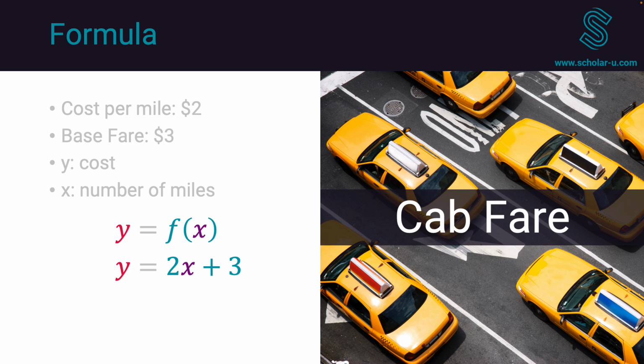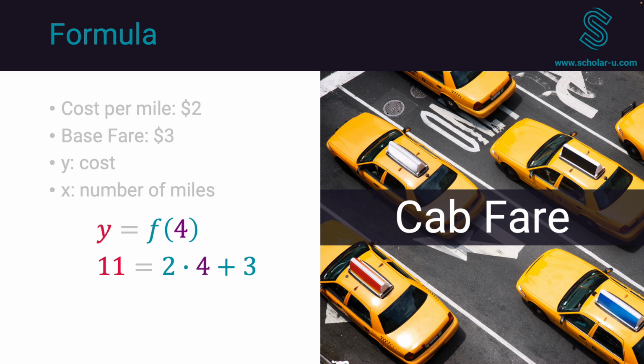Essentially, this function helps us understand how a change in one or more variables, such as the miles traveled, affects another variable, such as the cost. If we want to travel 4 miles, we evaluate the function with x equals 4. We pay 2 times 4 plus 3, which equals $11. This is known as a formula representation.